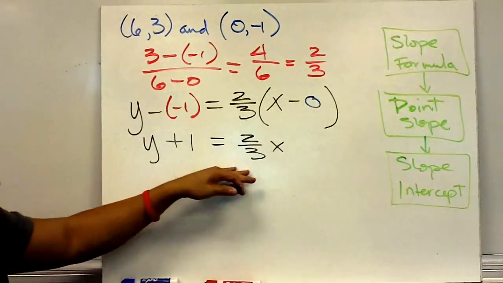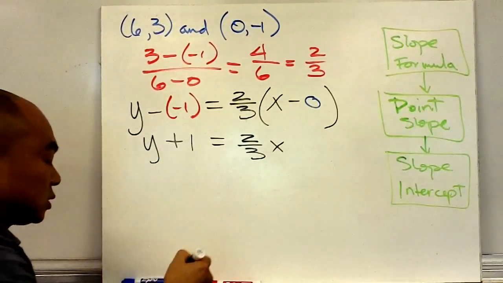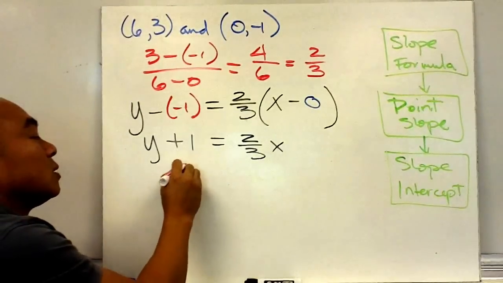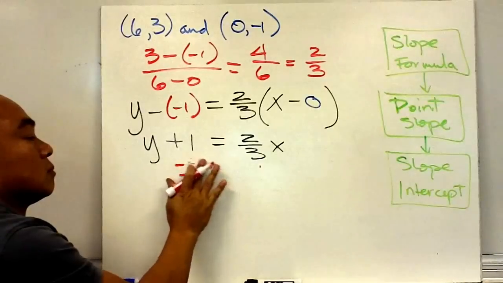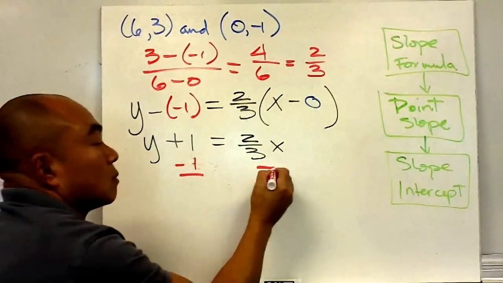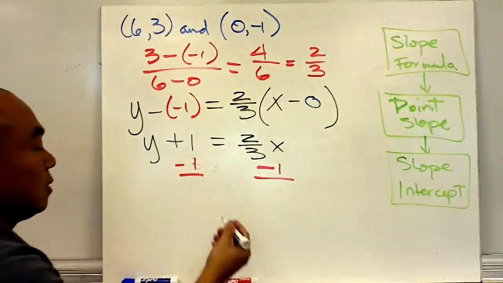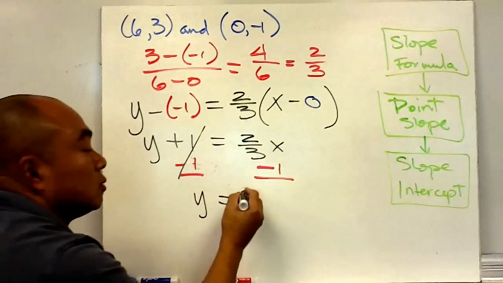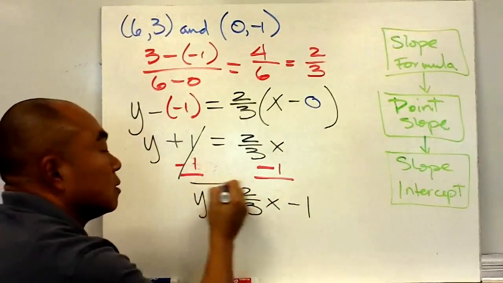And then we're going to do one final thing, which is to make it into the slope-intercept form, and that is to just get rid of this plus 1 by subtracting 1 so we can isolate the y. So here, our final answer is going to be y is equal to 2/3 x minus 1.